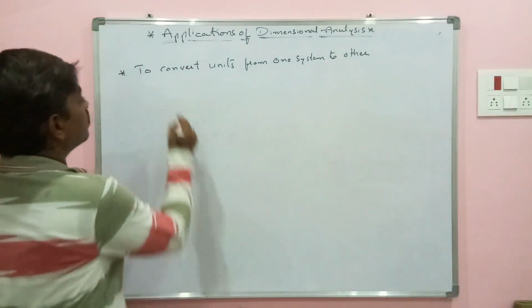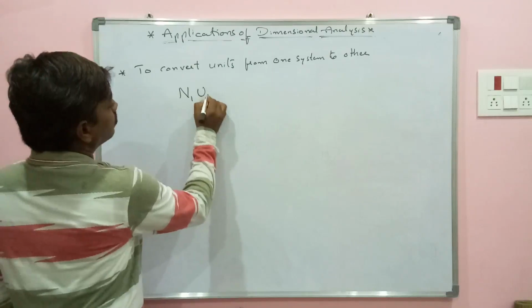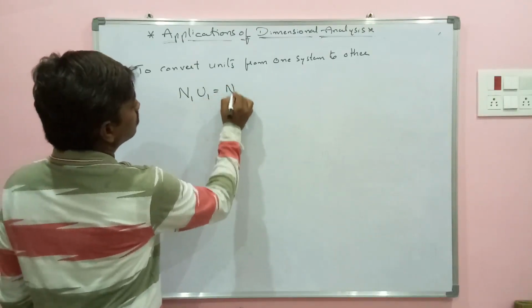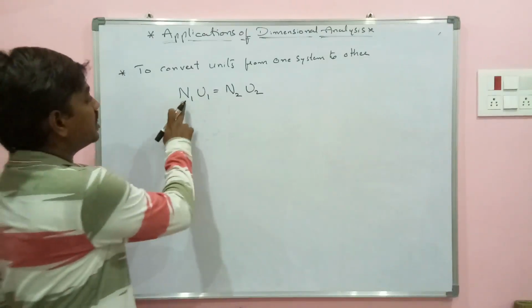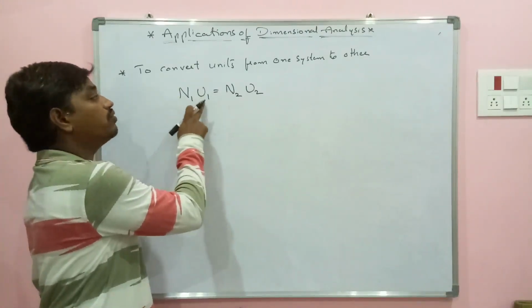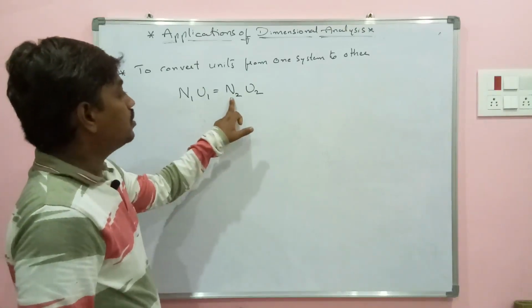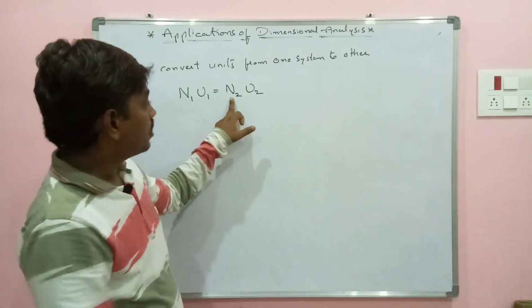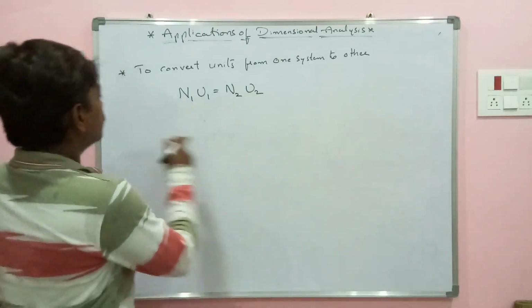The base formula we are using to convert is N1 U1 is equal to N2 U2, where N1 stands for the numerical value in one system, U1 stands for its unit in one system, and N2 stands for the other numerical value in the other system, and U2 stands for its unit in the other system. So let us take one example.